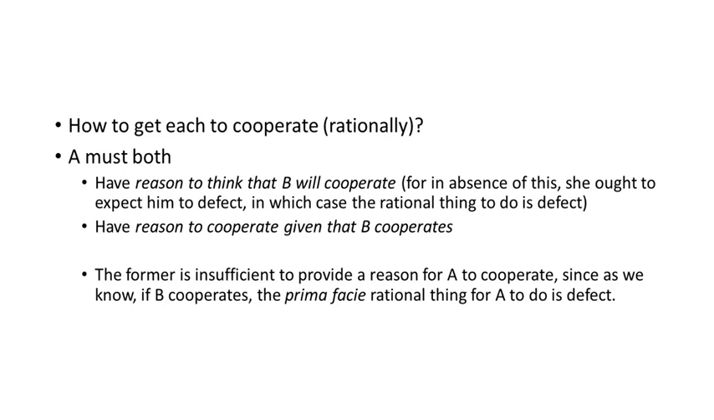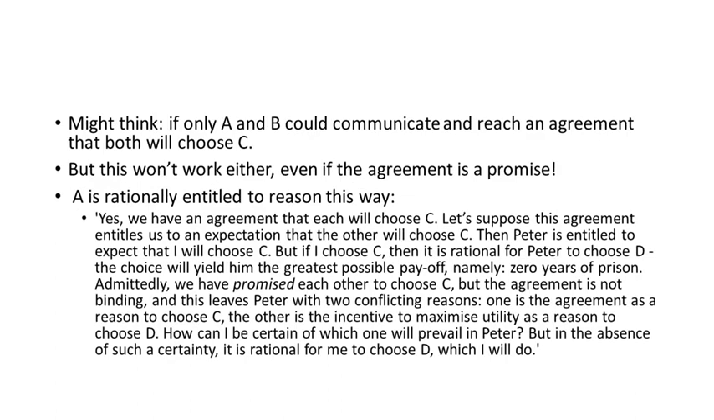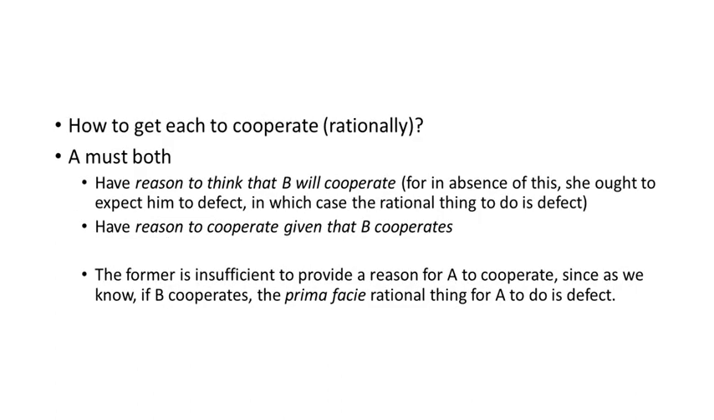So clearly, if the agents can cooperate, if there's some way to get them to cooperate, that'll be a way out of the trap, because they'll both get 1 rather than 9 years. So how can they do that?